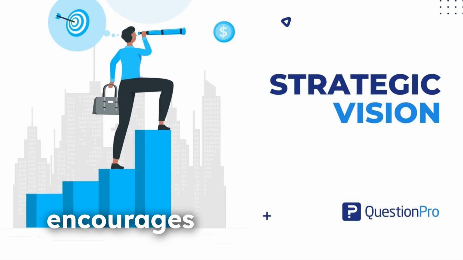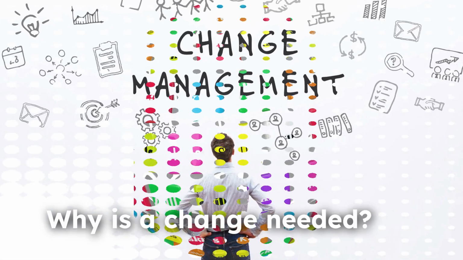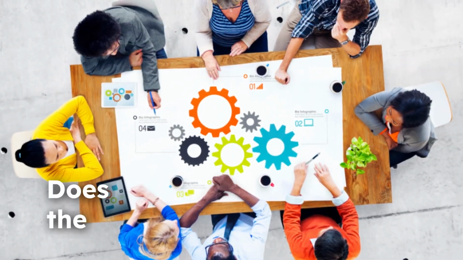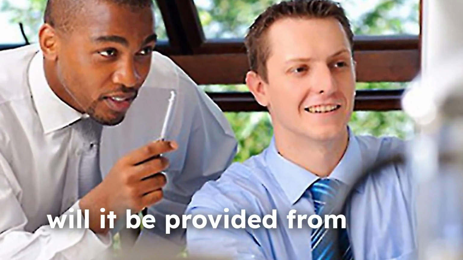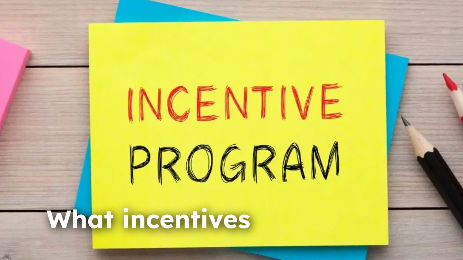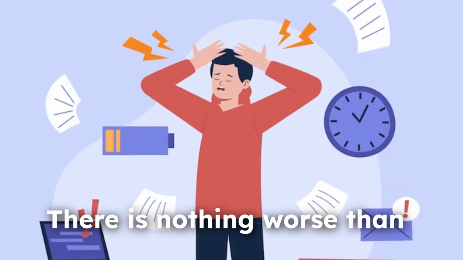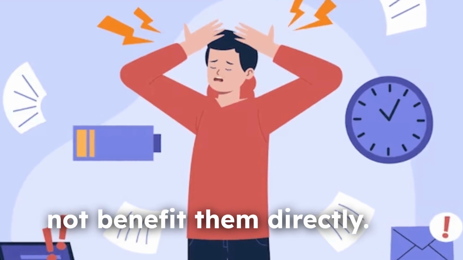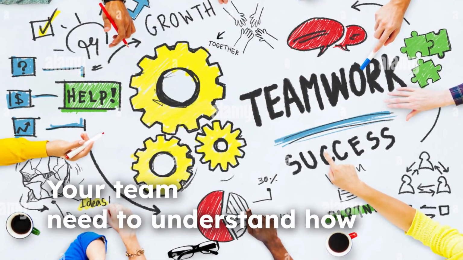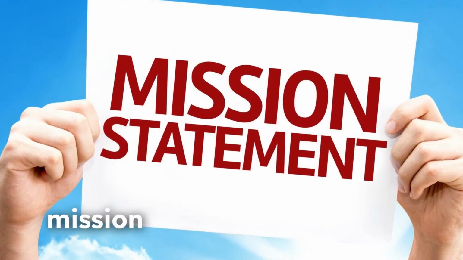Managing complex change encourages us to ask, what is your vision? Why is a change needed? What skills are needed? Does the team have expertise or training in what they are being asked to do? If not, will it be provided from someone they trust? What incentives are needed? How will it benefit the team? There is nothing worse than feeling as if time is being wasted on something that does not benefit them directly. Your team needs to understand how their work contributes directly to the success of an organization and its mission statement.